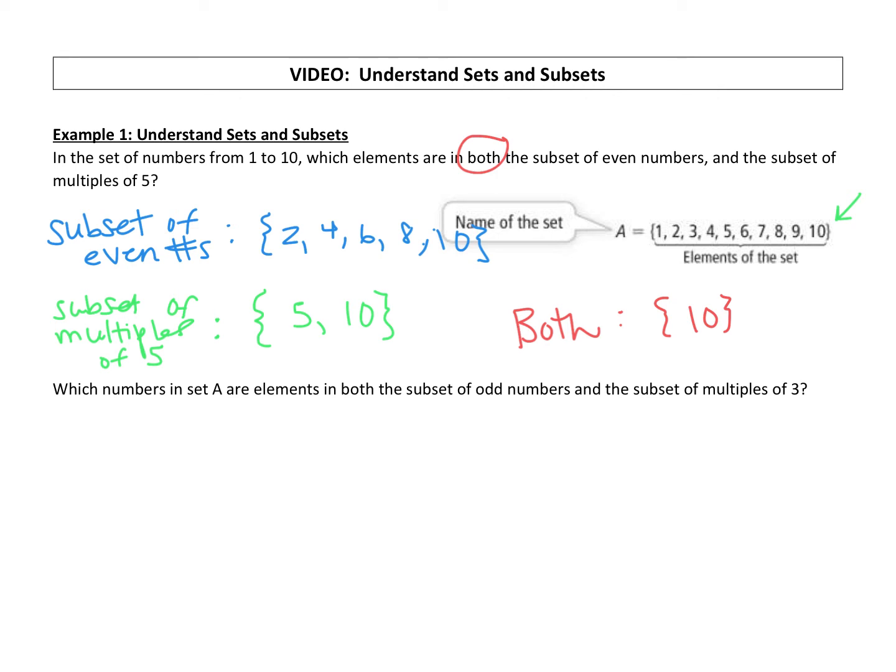Okay, now that we know what we're talking about, we can go through this a little bit faster with our second question. Which numbers in set A, so again, set A are numbers 1 through 10, are elements in both the subset of odd numbers. So let's write out our subset of odd numbers. So I'm just going to write odds. And what are odd numbers up there? 1, 3, 5, 7, and 9. And the subset of multiples of 3.